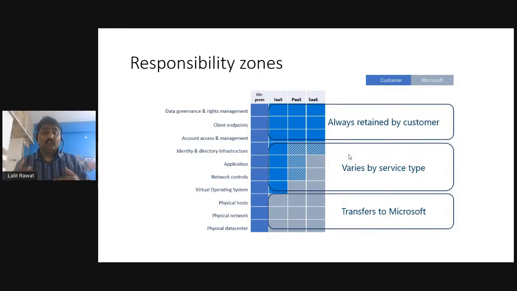In terms of software as a service, data governance and rights management, client endpoint, and account and access management are with the customers, and only identity and directory infrastructure would be shared, because you would have to connect from the Microsoft backend data centers to enable a couple of services to interact with other services.